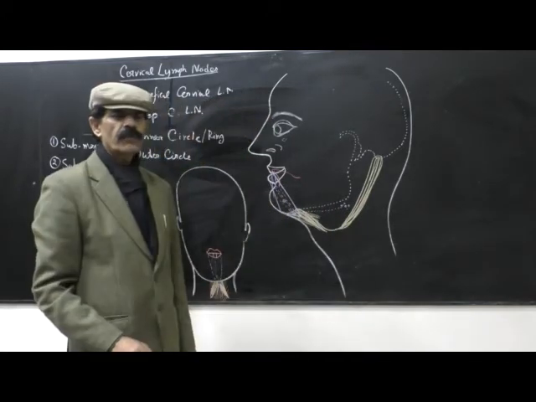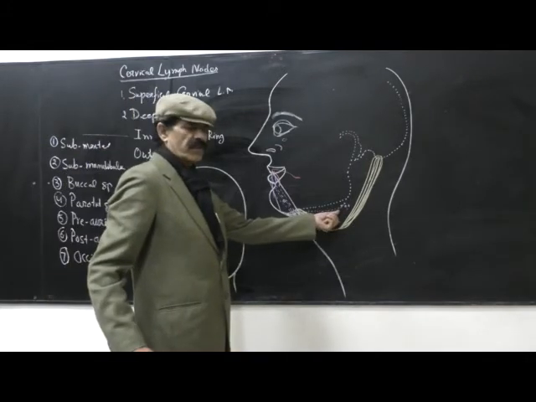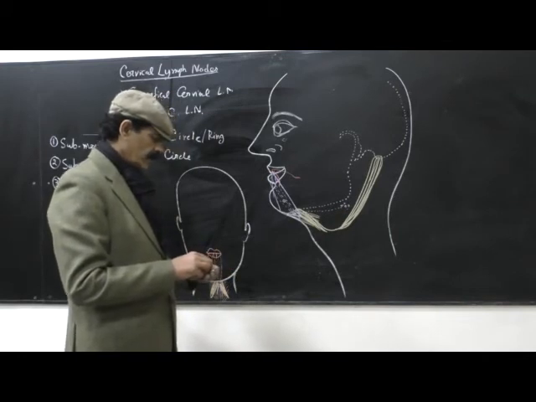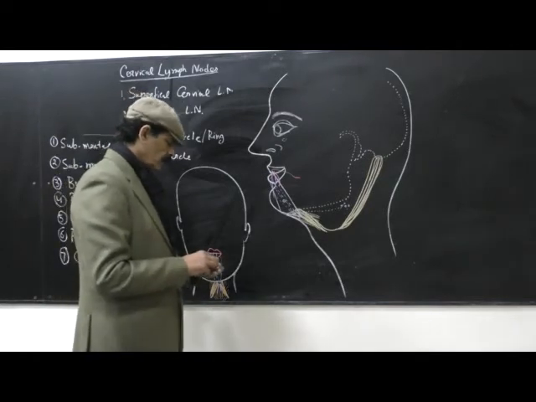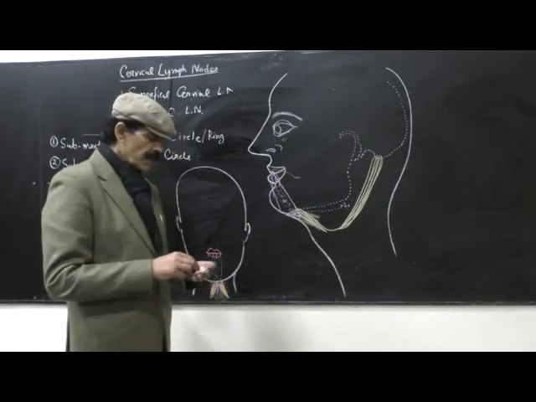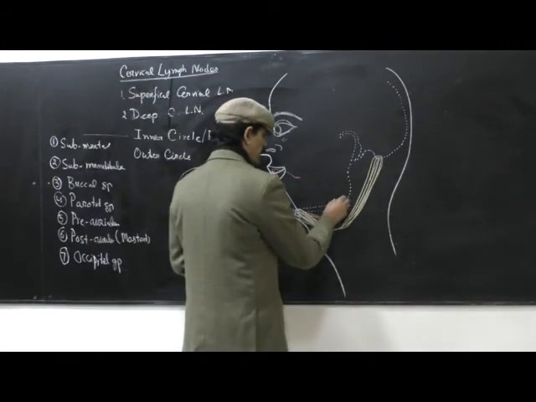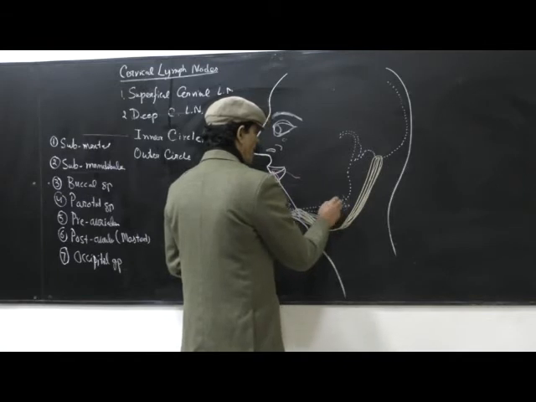So there are 3 or 4 submandibular lymph nodes. And these lymph nodes are present in relation to the submandibular salivary gland. As we know, the submandibular salivary gland lies in the submandibular fossa, which is present medial to the body of the mandible, just near the angle of the mandible.